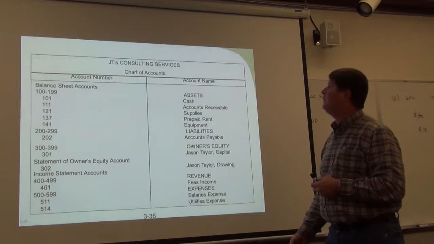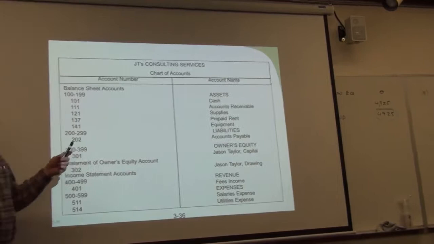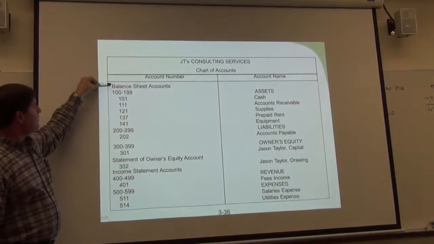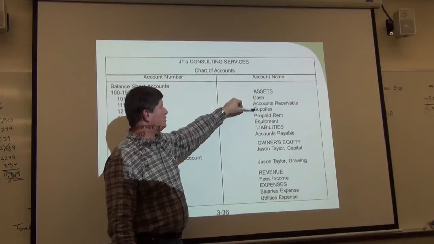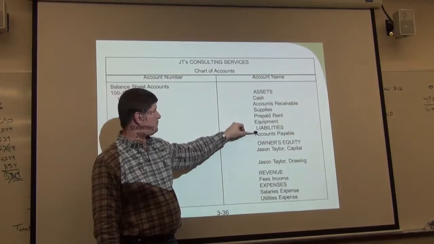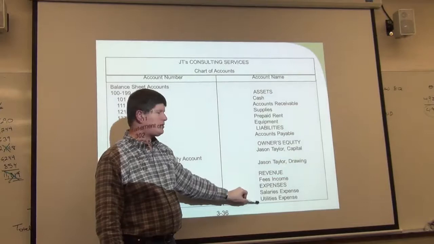Here we go. Here's a chart of accounts. The last slide I'm going to show you tonight, we're going to insert now. Notice it's the name of the company. Here's their chart of accounts. Balance sheet accounts, and they list them. You know, assets first: cash, accounts receivable, supplies, prepaid rent, equipment. Then you list your liabilities. They only have one. It's accounts payable. Owner's equity. Then you have your revenue accounts and your expense accounts.